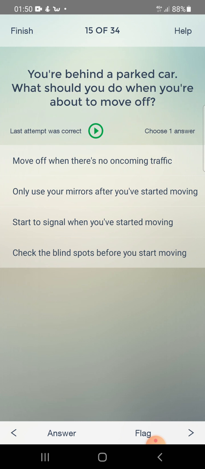You are behind a parked car. What should you do when you are about to move off? Move off when there is no oncoming traffic. Only use your mirrors after you have started moving. Start to signal when you have started moving. Check the blind spots before you start moving.